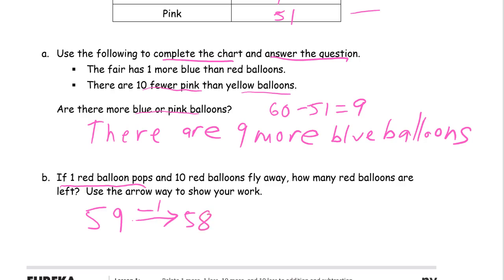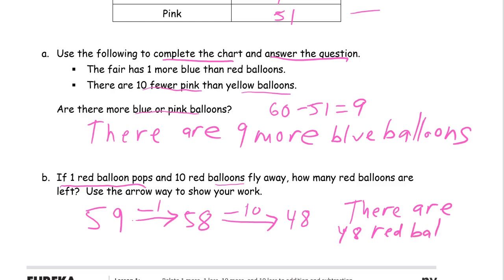And then we lose 10 more because the 10 fly away, minus 10. 58 minus 10 is 48. There are 48 red balloons left.